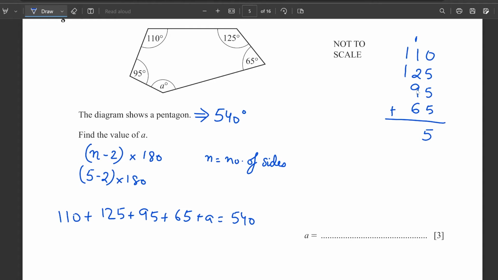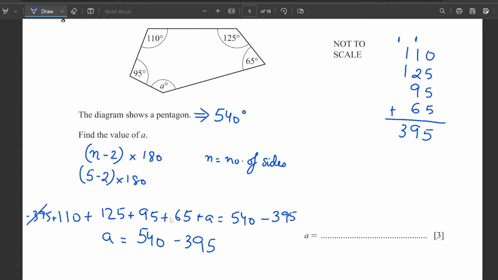Now 9 plus 6 is 15. 15 plus 2 is 17, 18, 19. 9 over here and 1 again in the carry. 395. 395 is the total sum over here. So you're going to make A the subject of this formula, 540 minus 395. All the terms here we're adding, so when you move them to the other side, just remember that you have to subtract. When you subtract 395 here, you also subtract 395 on the other side.